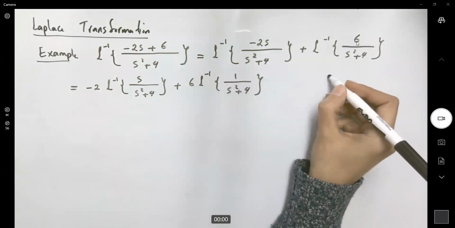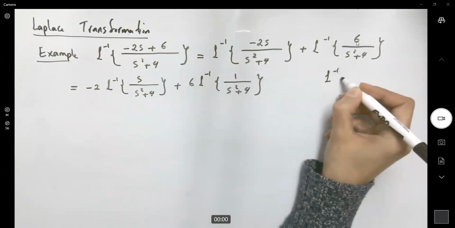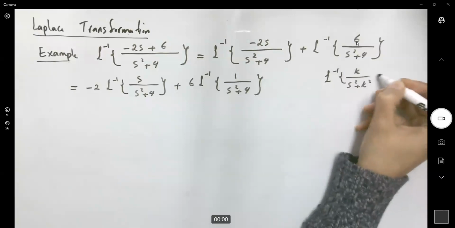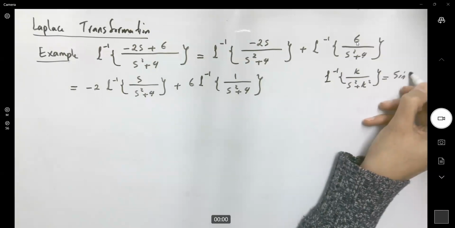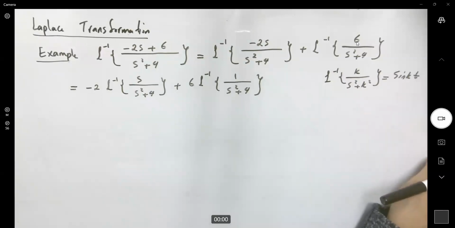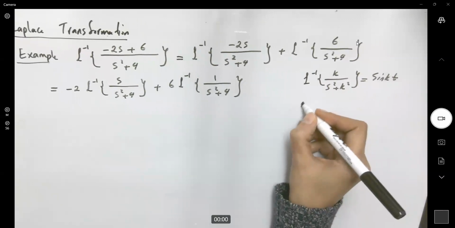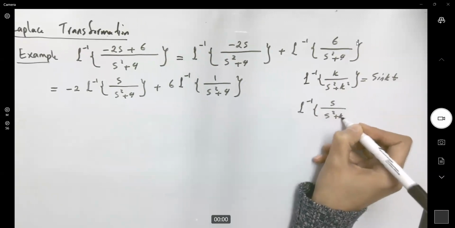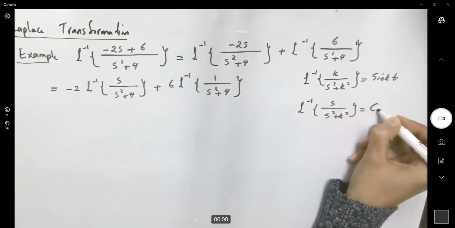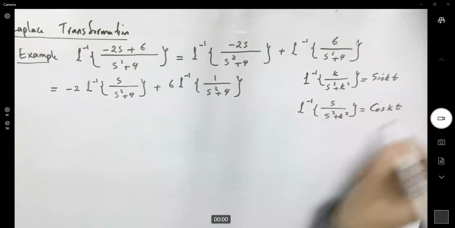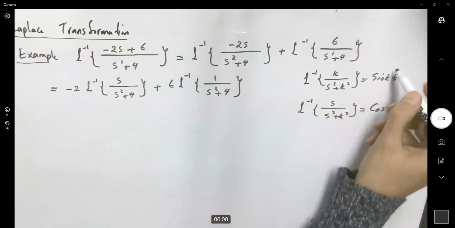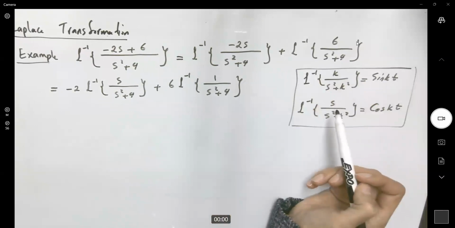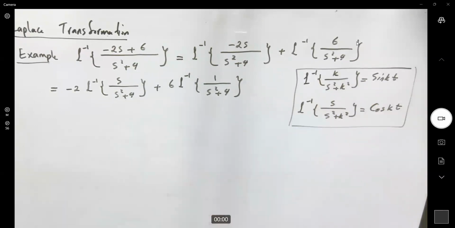For example, we know that the inverse Laplace of k divided by s squared plus k squared is just sine kt. And we learned that the inverse Laplace of s over s squared plus k squared is nothing but cosine kt. So we need to find these similarities and then try to identify what k is and try to simplify it as much as we can.